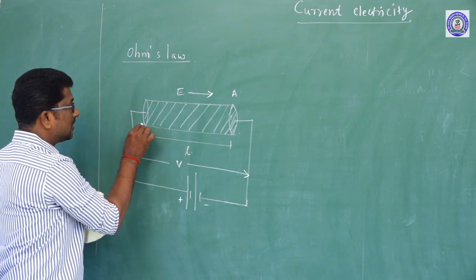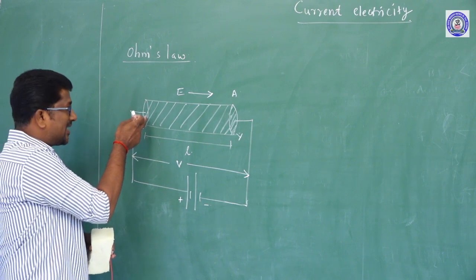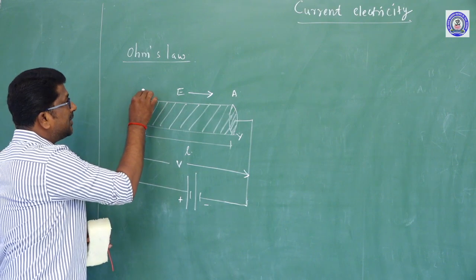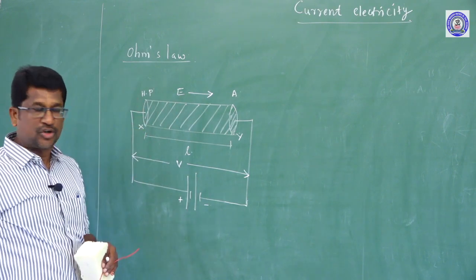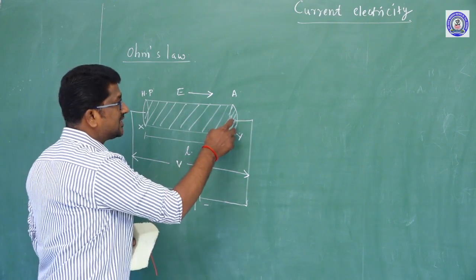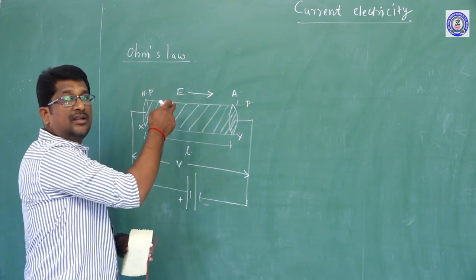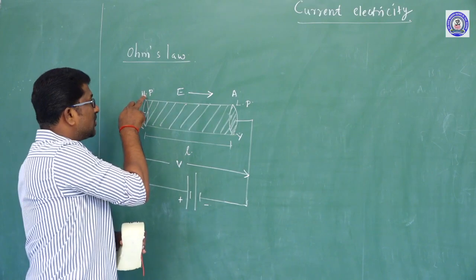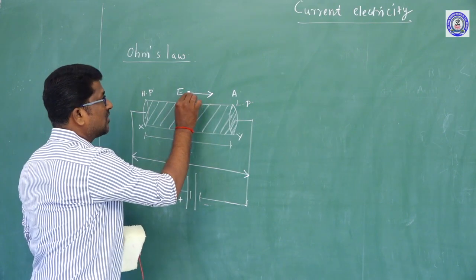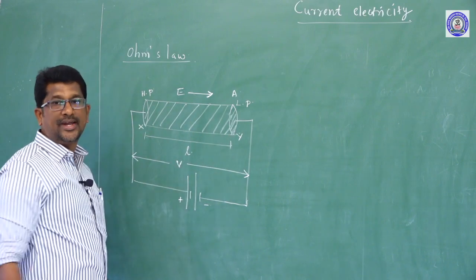Suppose this wire is denoted by XY. Here the X end of the wire is connected to the positive terminal of the battery, so this end maintains higher potential, and this end is connected to the negative terminal of the battery, so it maintains lower potential. The electric field is always directed from the end having higher potential to lower potential. So the electric field is directed from the X end of the wire to the Y end.